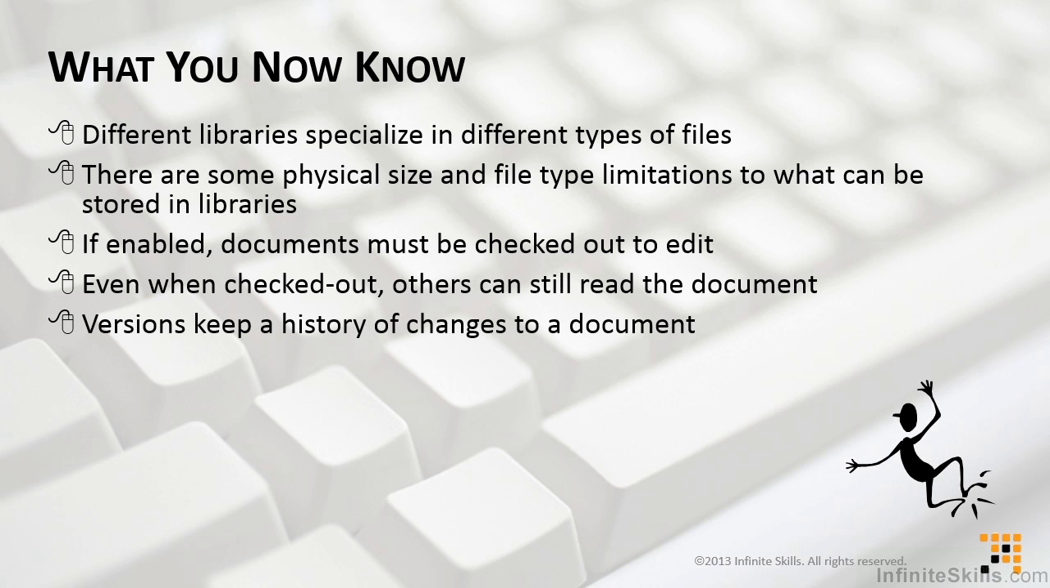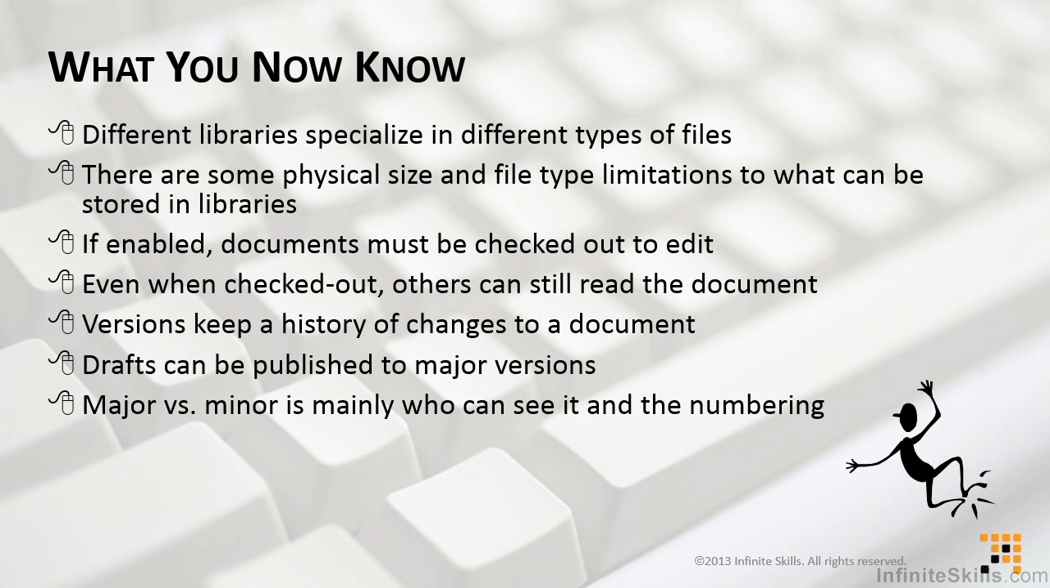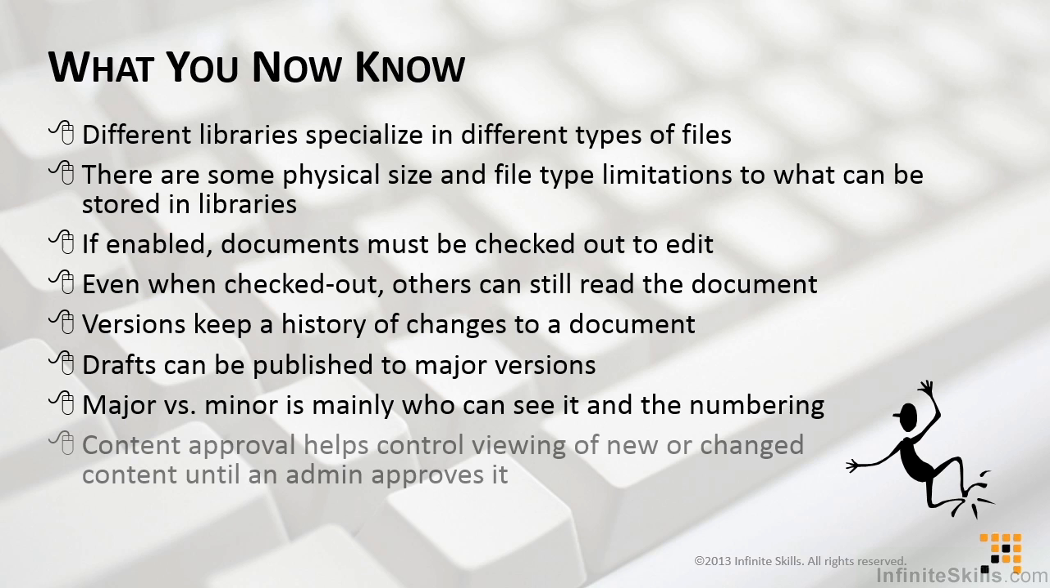Versions, however, help you keep a history of changes to a document. Instead of just having one copy, you can now go back and see the history of changes. If you're using drafts, then drafts can be published to major versions. Major versus minor is mainly two different things. Who can see it? Usually only people with editing permissions can see drafts. And secondly, the numbering. Are they whole numbers or decimals? And lastly, content approval helps control who can view new or changed content until an administrator approves it and says it's good content or that it's in the right place.